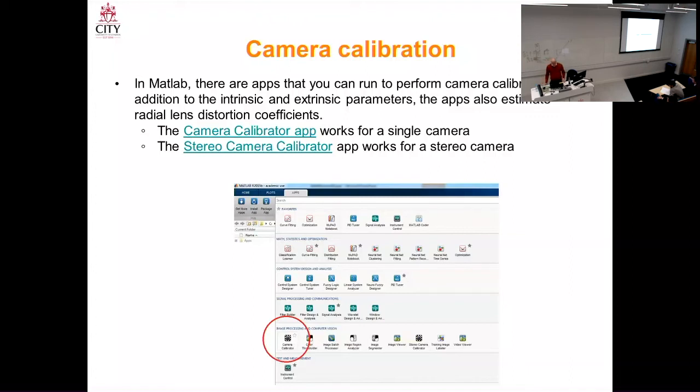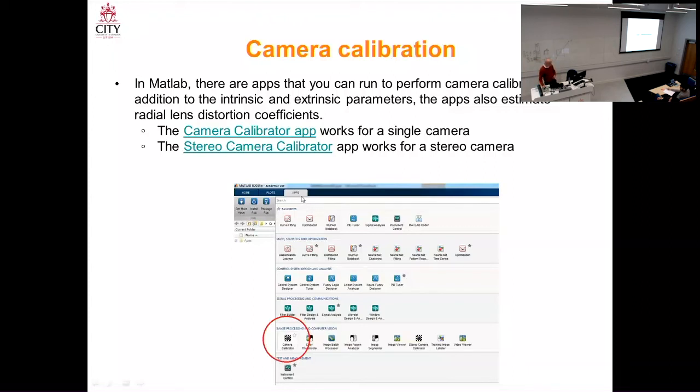So what you can do is use this calibrator app. It's built into MATLAB, and I'm going to show you how it works. You use this if you have a single camera, like a webcam on your laptop, or your mobile phone. Alternatively, if you have a stereo rig with 2 cameras, you can use the stereo camera calibrator app. But here I'm going to talk about just the single camera situation, which I use for a webcam.